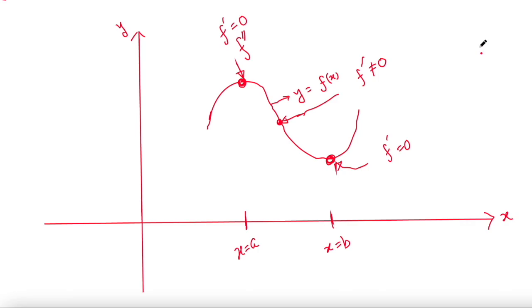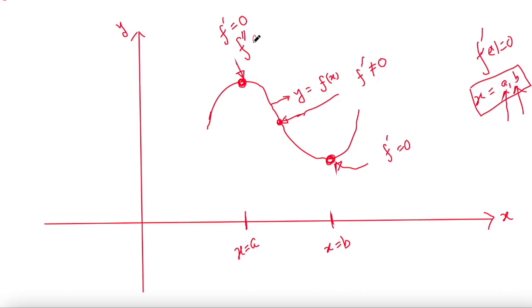By setting the first derivative equal to 0 and solving this equation, we will get two x values, let's say a and b. It means there are two stationary points: one at x equal to a and another at x equal to b. Now we want to check whether each stationary point is a maximum point or a minimum point. This we will understand from the second derivative.